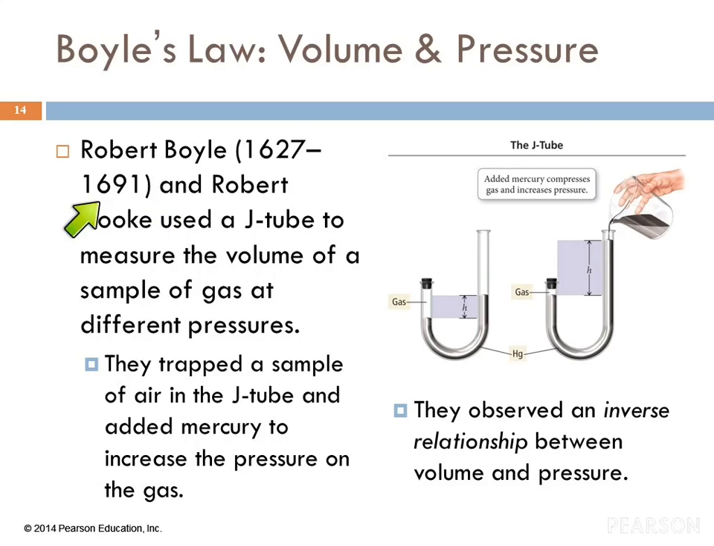So Boyle and his colleague Hooke used a J tube to measure the volume of a sample of gas at different pressures. So this tube is shaped like a J. That's why it's called a J tube. And it's sealed off at this end. So they've got a gas in here, and they can tell the difference in pressure between outside and inside by looking at the difference in the height of the column of mercury. Then if you add more mercury, it's going to push down and compress the gas. The gas gets smaller, and the difference in pressure is greater.